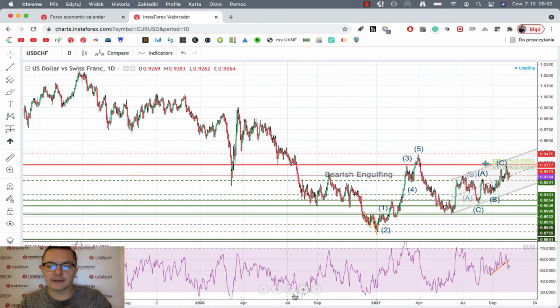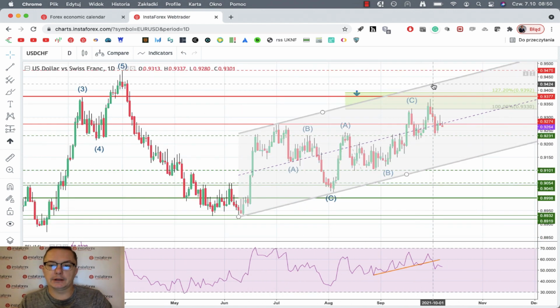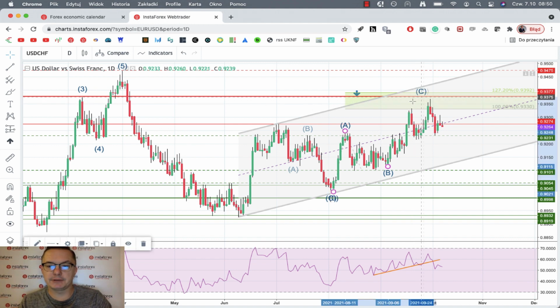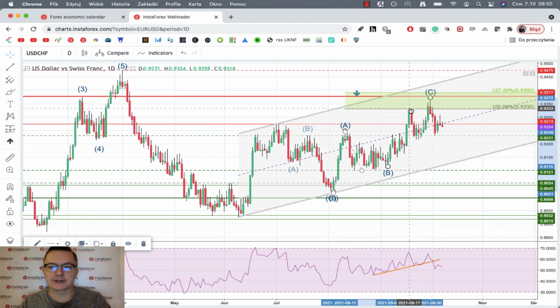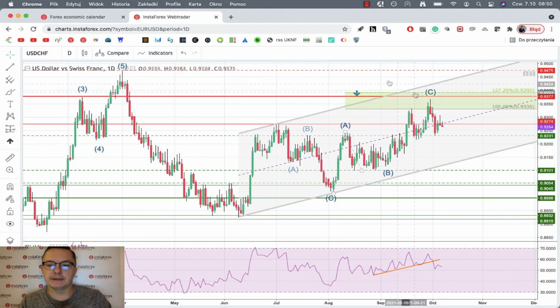What do we have here? We have wave C top. It looks like wave ABC to the upside had been completed. Previously, we had the 100% of the extension, and it might look like this was the top for the wave C. However, another high was made, and it looks like this will be finally the top for the wave C.